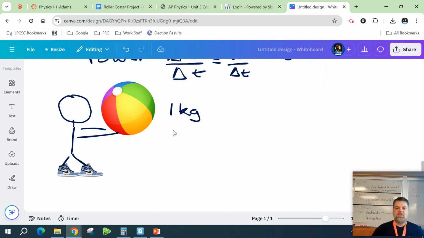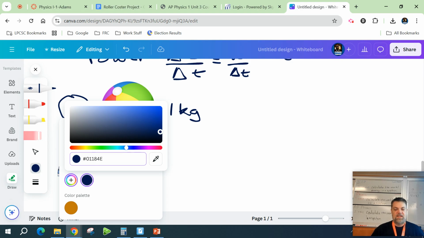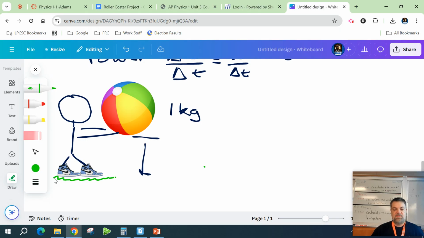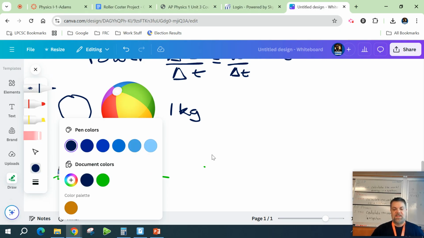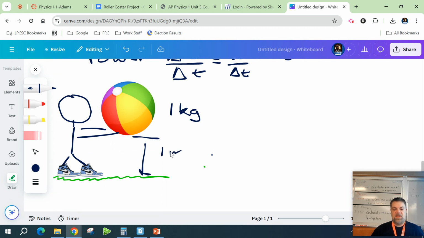All right, so now I drop the ball. It's right here, and then I drop it to the ground. Sometimes I have a lot of fun, probably more fun than I need to. So I'm outside, just playing with my beach ball, no big deal. And I drop it, but it falls 1 meter. And the time that it takes, delta T, is 1 second.